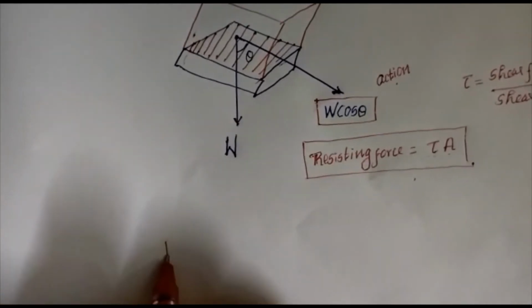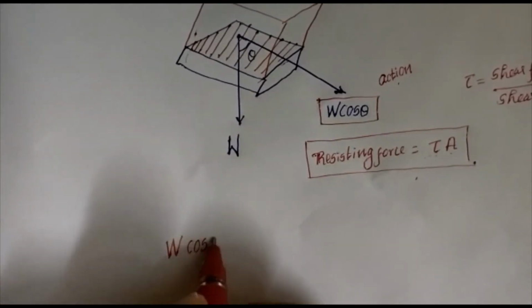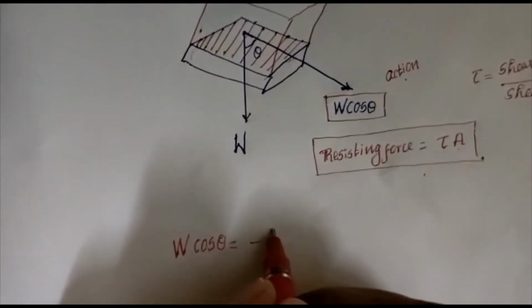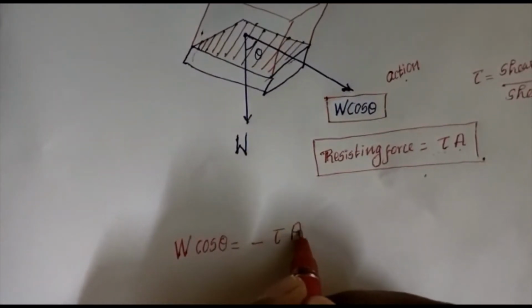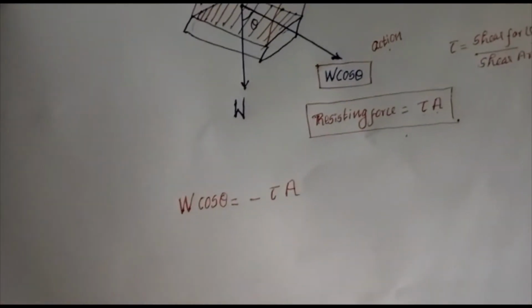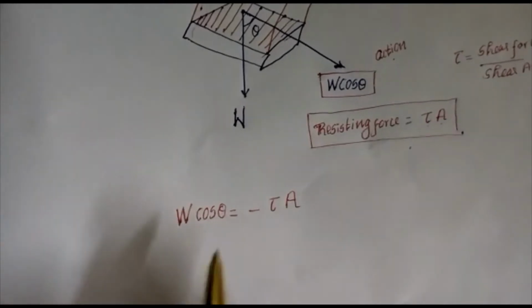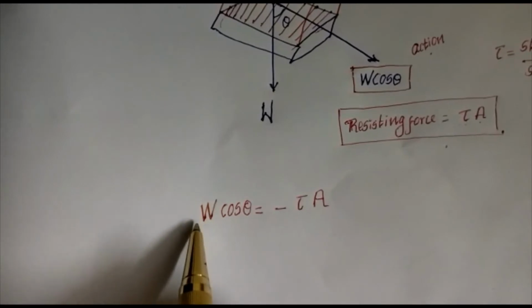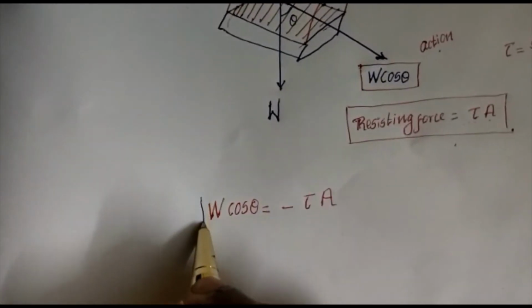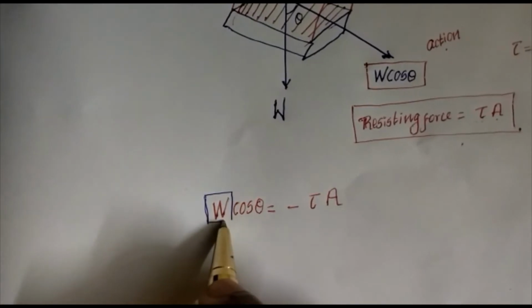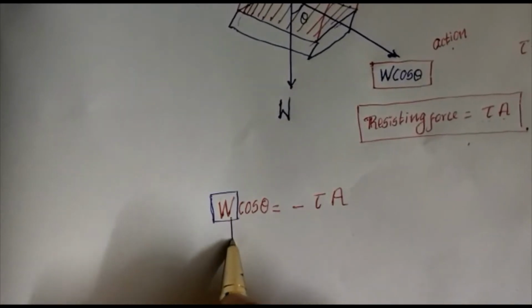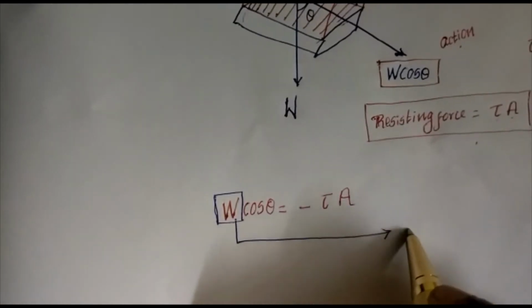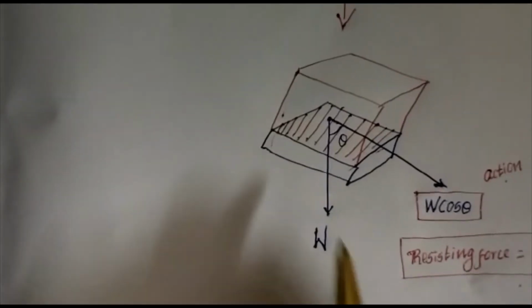So inviting Newton, W cos theta is equal to minus of tau into A. Okay, now action is equal to negative of reaction. I just got this information from Newton's third law, just leveraging that information. Now I'm going to localize my attention on W. What is this W? That W is the weight of this chunk of liquid.